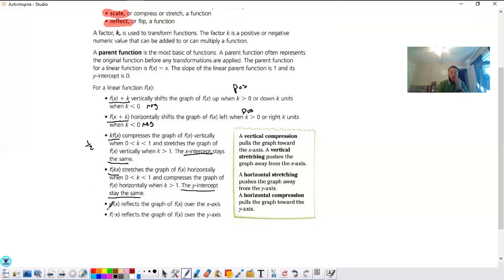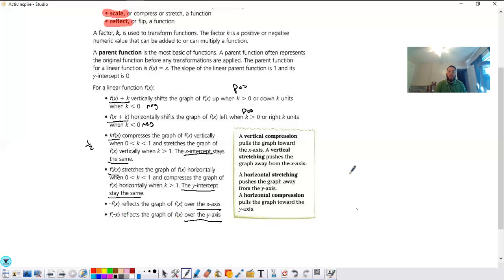And then if we multiply the whole function by -1, it reflects the function over the x-axis. And if we're just multiplying the inside by -1, so f of negative x, it's going to reflect or flip it over the y-axis here.